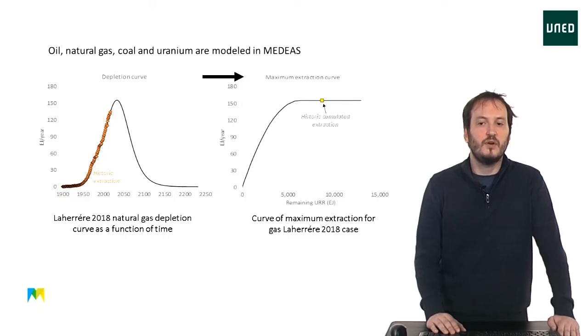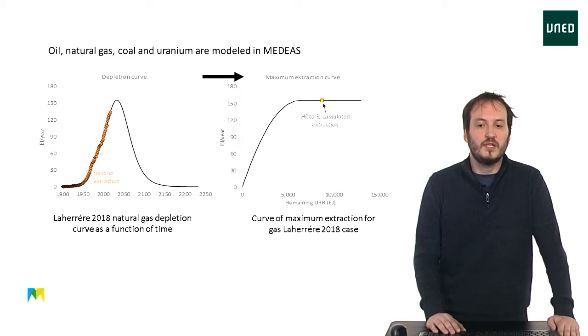Let's start by explaining how non-renewable energies are modeled in MEDEAS. Oil, natural gas, coal, and uranium are the 4 types of non-renewable primary energy sources considered. The modeling is based on Hubbert curves, which tell us the maximum extraction of that resource that will be reached each year. Also, the remaining ultimately recoverable resource can be obtained with the Hubbert curves. The Hubbert curves have been converted into maximum extraction curves in MEDEAS where, on the basis of the remaining resources, the maximum extraction of the resource is obtained.